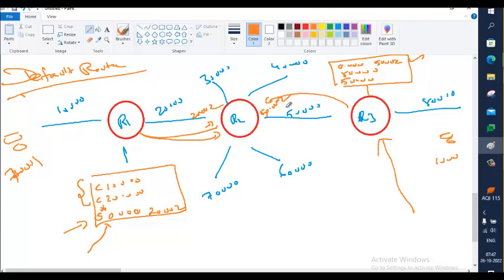But we cannot write it on router 2. Why? See, according to this topology, router 2 does not know about two networks. What are they? 10 and 80. I want others also to answer. Router 2 does not know about two networks, 10 and 80.